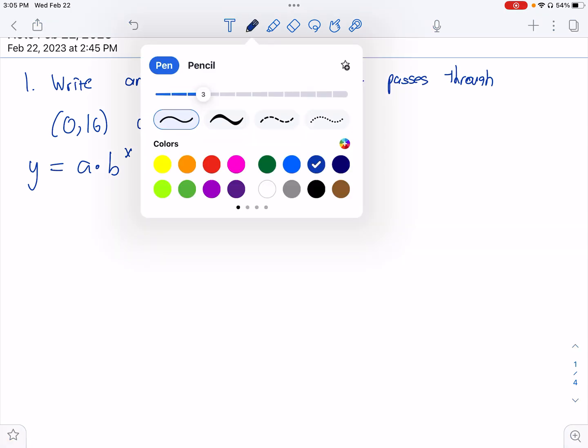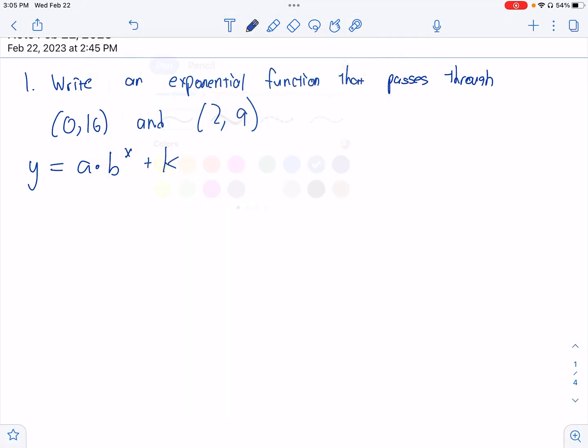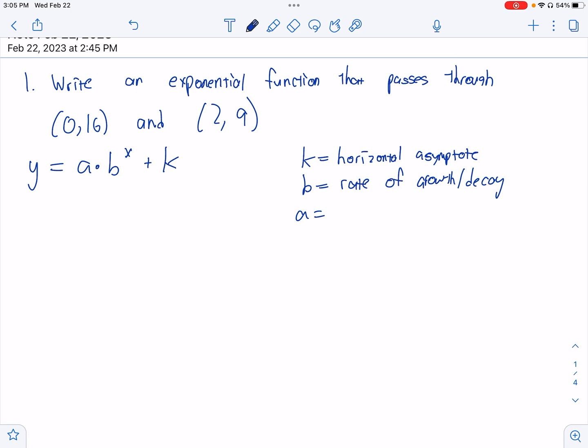where k is the value of the horizontal asymptote, b is going to tell you the rate of growth or decay, and then a controls a few things, but I'm just going to call it the vertical stretch factor for now. It is very much related to the y-intercept and often is equal to the y-intercept, but not always.